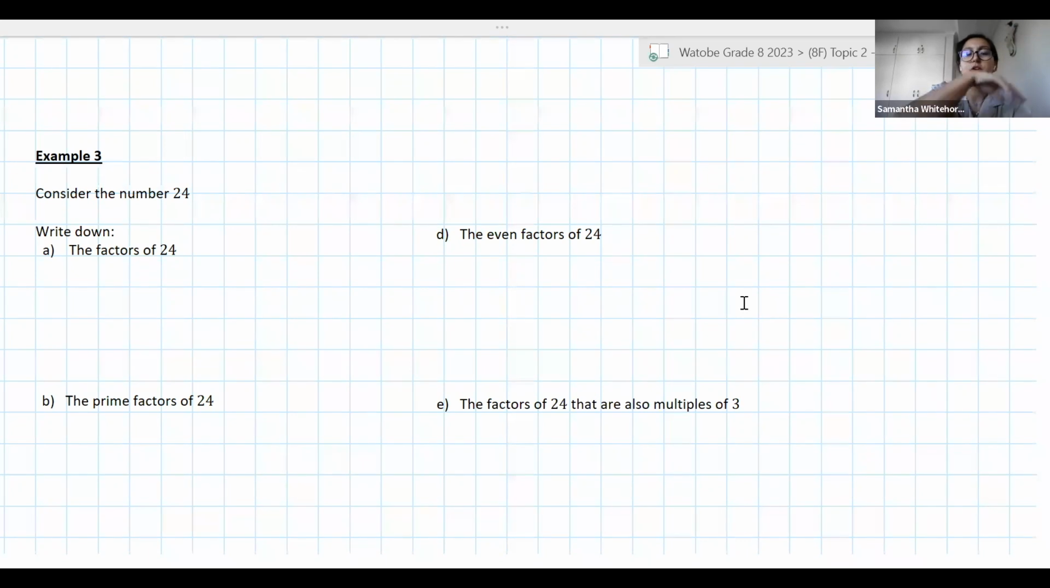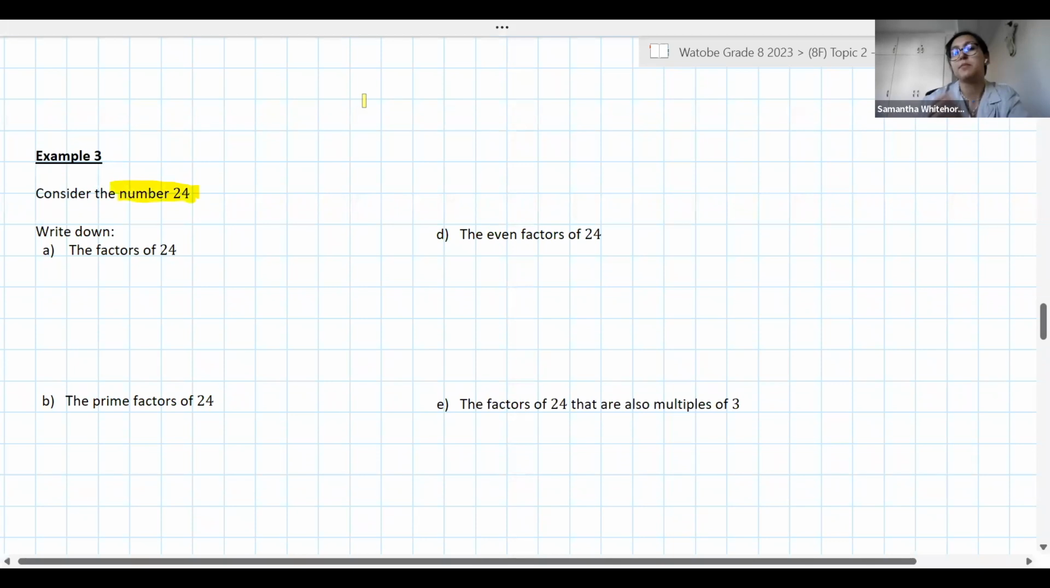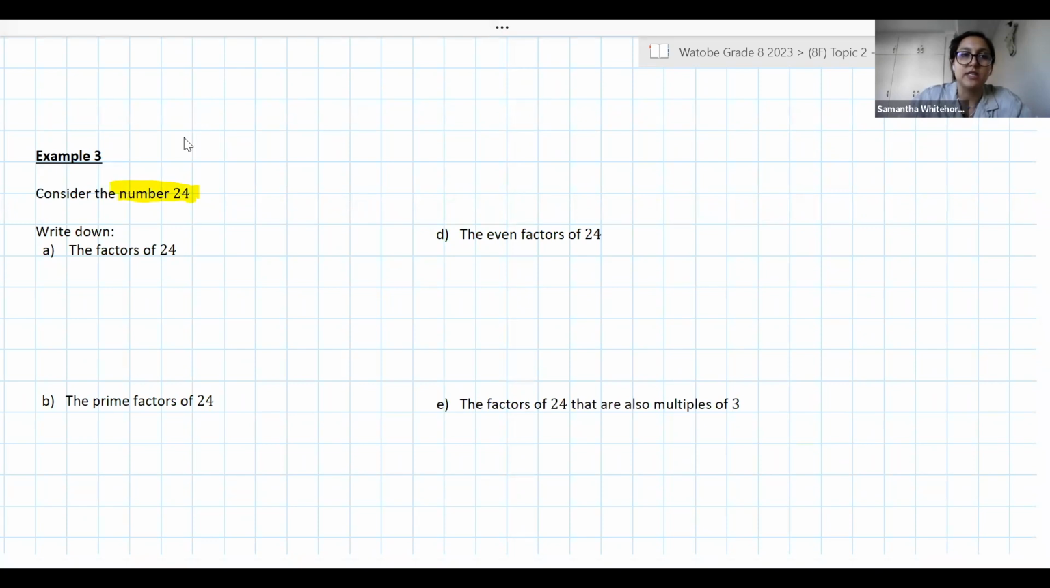Very nice. Okay, so this example, we've been told to consider a specific number, the number 24. So we only care about things concerning the number 24. The first question here is asking you to write down the factors of 24. If you missed the factor lesson, this might be a good recap for you. Write it down. Make sure you've got an answer so that you can check it when we do it.